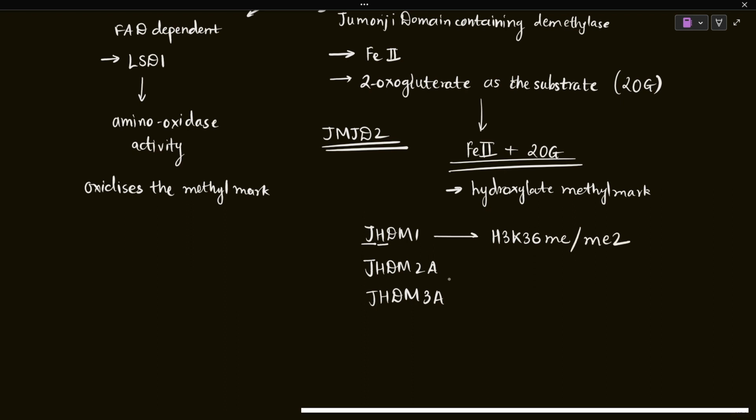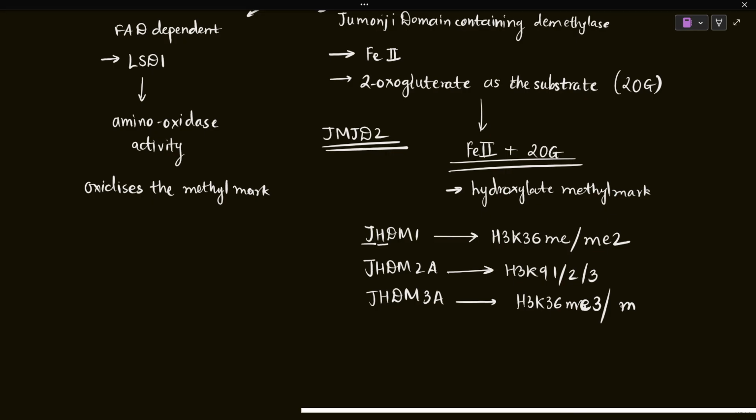Then JHDM2 demethylates the H3K9 monomethylation, dimethylation, or trimethylation mark. No, it doesn't work on H3K36. Okay, it only works on the H3K9 methylation mark. The other one, JHDM3A, works on the H3K36 trimethylation mark, or it can also work on the H3K9 trimethylation mark.